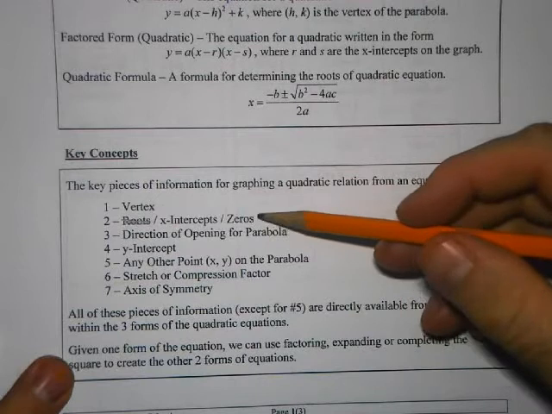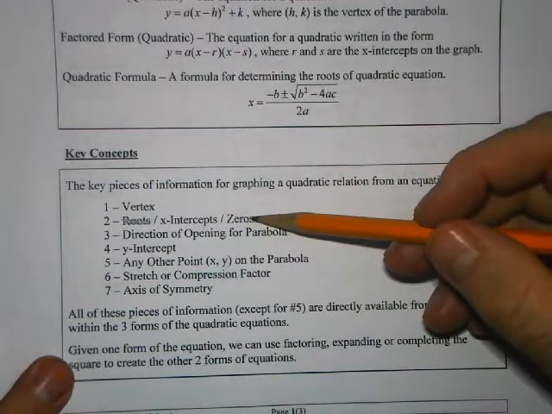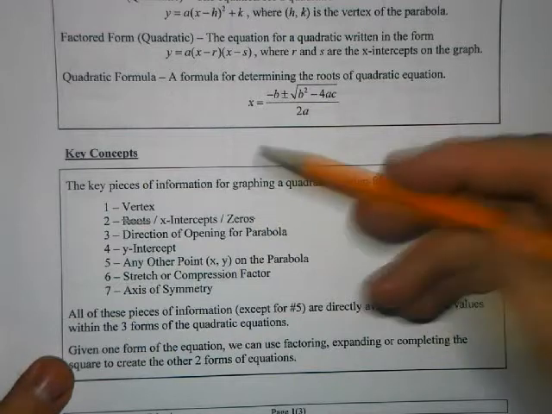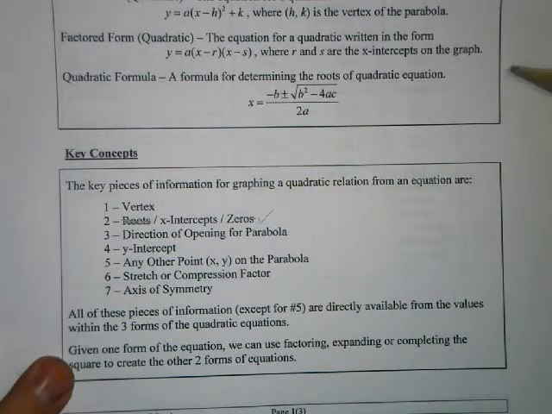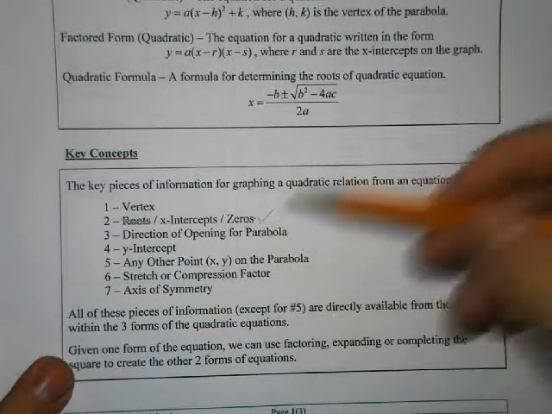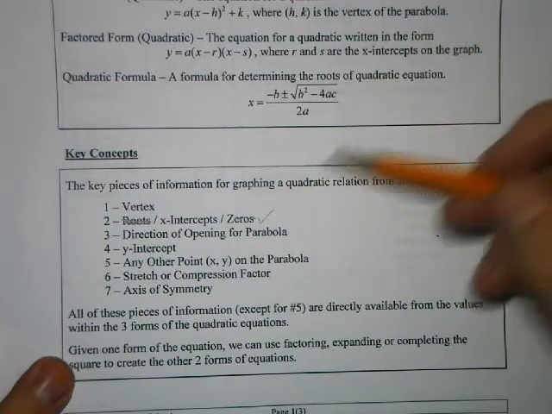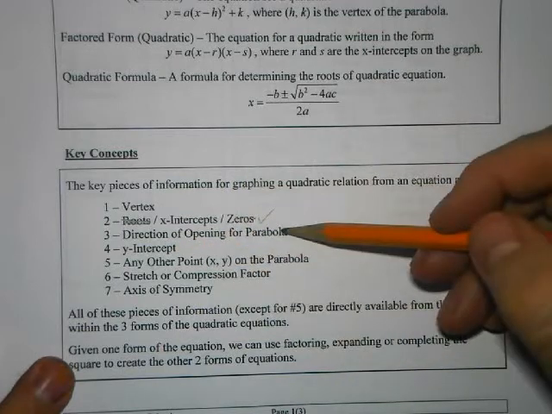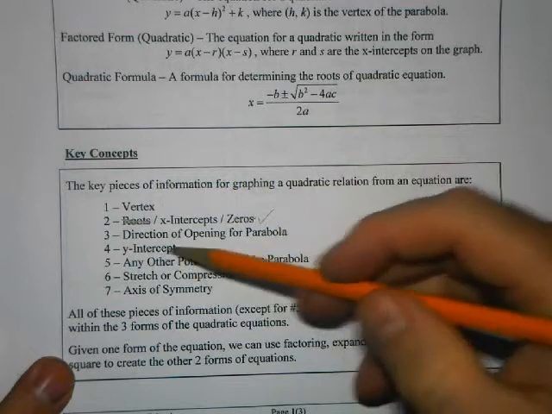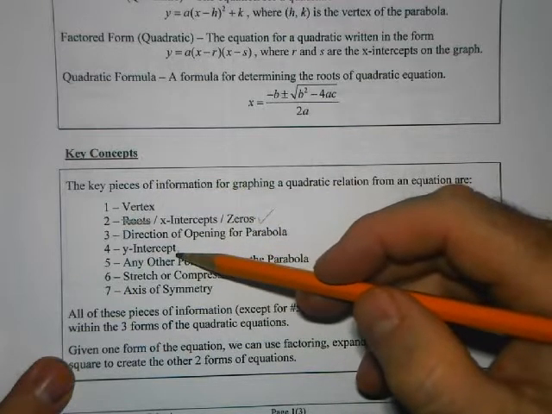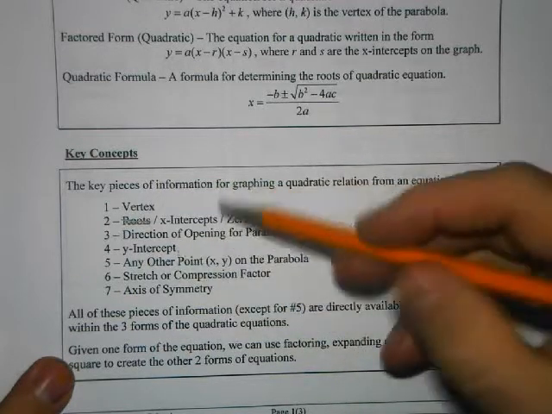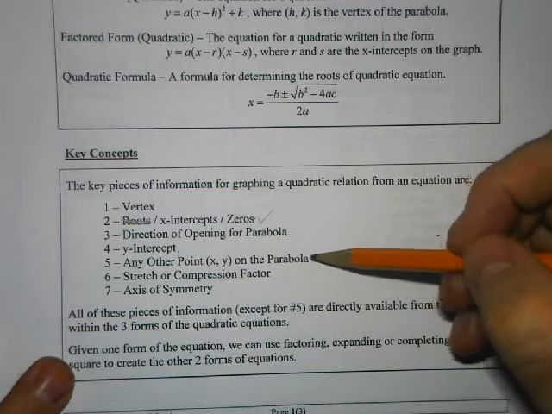And we've basically been talking about two techniques in order to find those. So the last two lessons have been all about that. Direction of opening, so some of these other things, we talked about from the very beginning. How do you know which way it opens, up or down? Hopefully you remember that's the a value. The y-intercept, how do you find that? I'll talk about that a bit more. Don't worry too much about this.